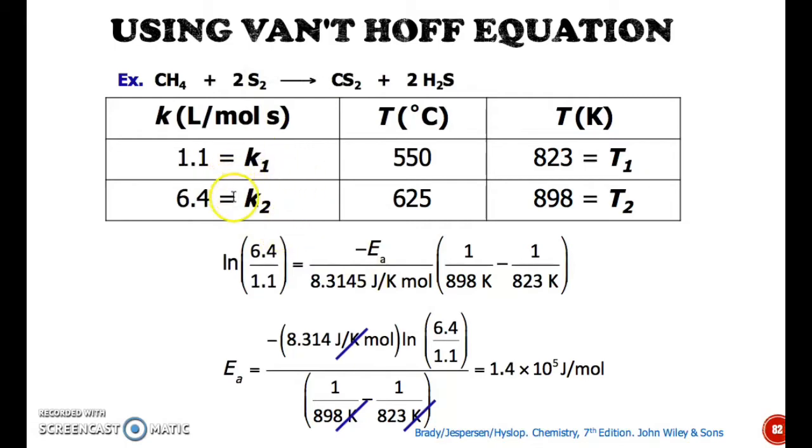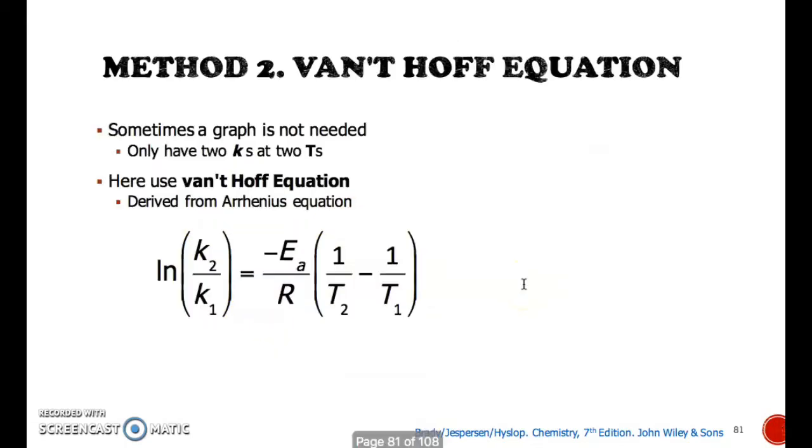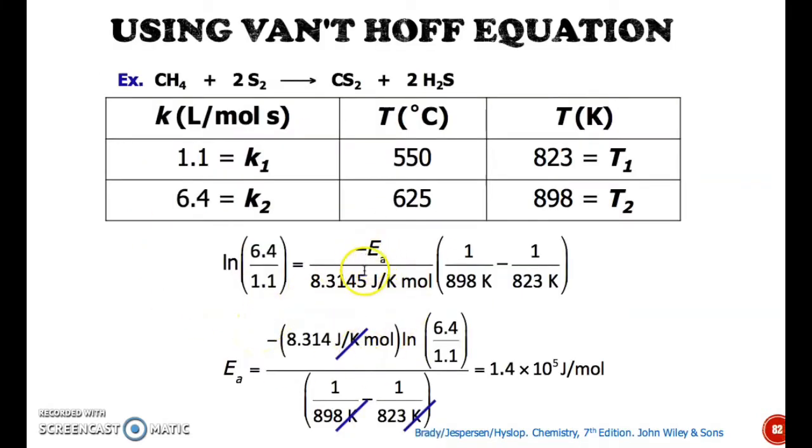And look at this, k1, k2, and you use this formula to identify the activation energy. And this is the temperature. So this is T2 and this is T1. And this is k2 and this is k1. So this is the activation energy, 1.4 times 10 to the 5 joules per mole.